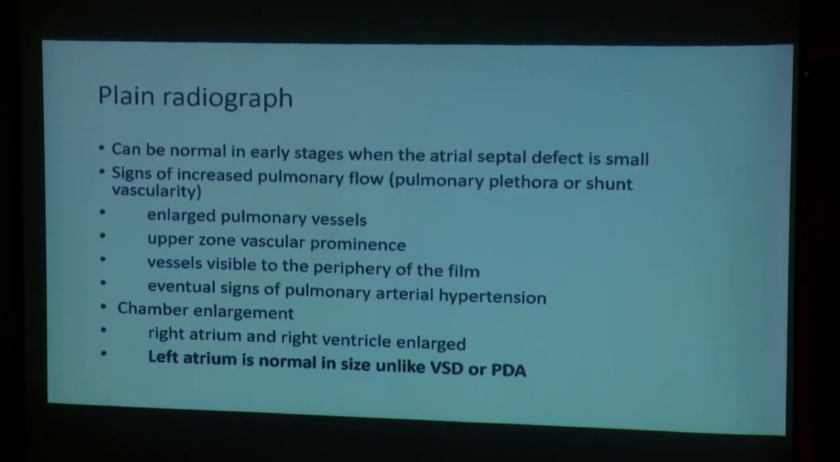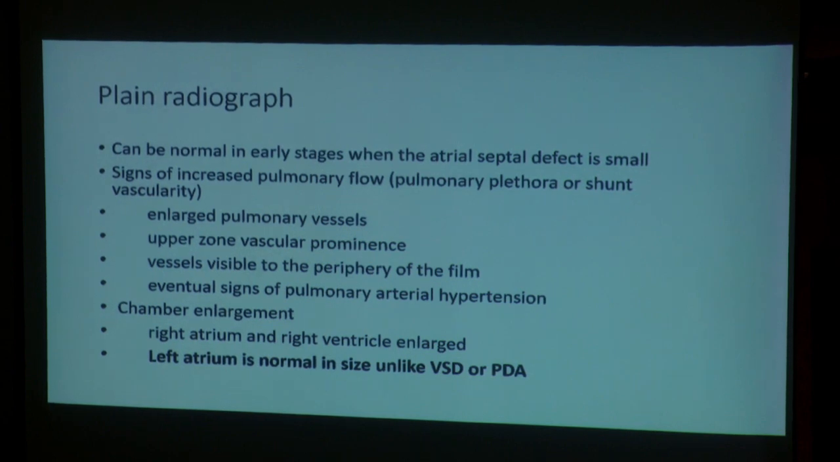Appearances: the appearance will be quite normal in the early stages when the ASD is small. Over a period of time, when the shunt is larger or the child grows, there are signs of increased pulmonary flow, called pulmonary plethora or shunt vascularity, which is enlarged pulmonary vessels, upper lobe vessel prominence, visibility of vessels in the periphery of the films, and eventual signs of pulmonary arterial hypertension.